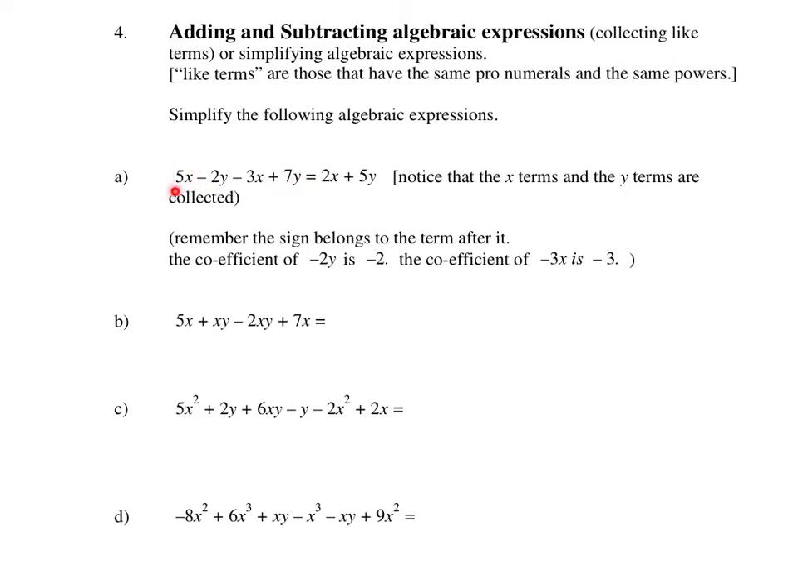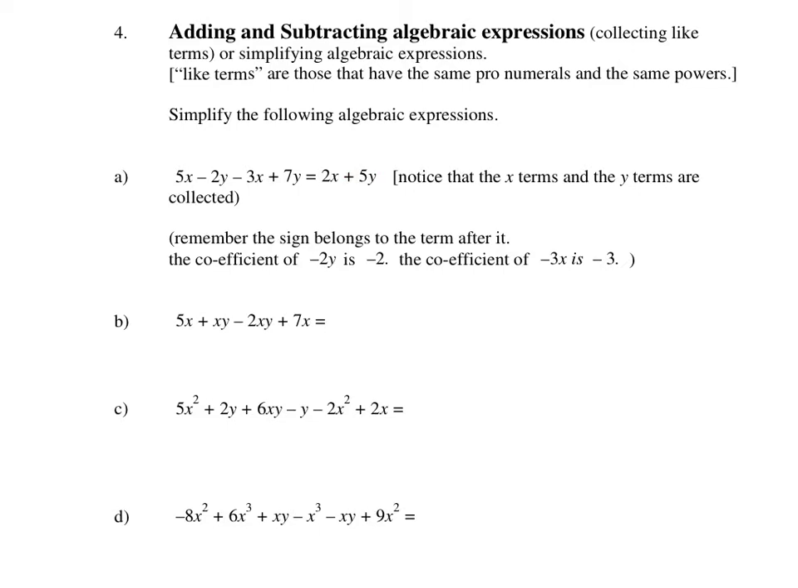we can gather up the like terms, which are the 5x and the negative 3x. So 5x subtract 3x is 2x, and then looking at the y terms, which are alike, negative 2y plus 7y, they have the same pronumerals and taken to the same power of 1, so negative 2y plus 7y is plus 5y. We could have actually written it in this way.